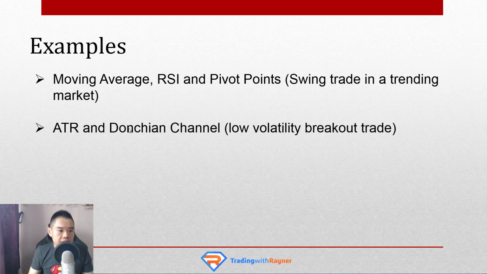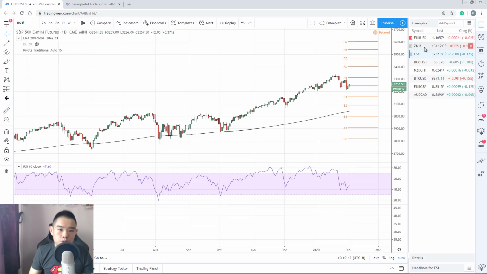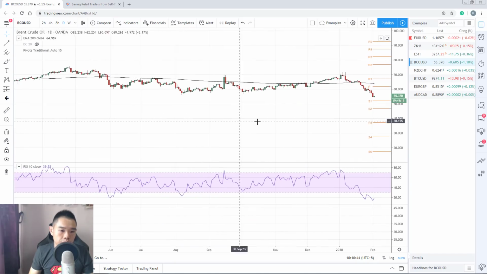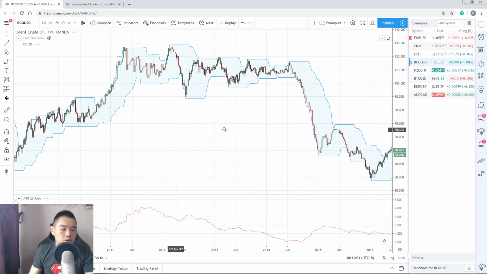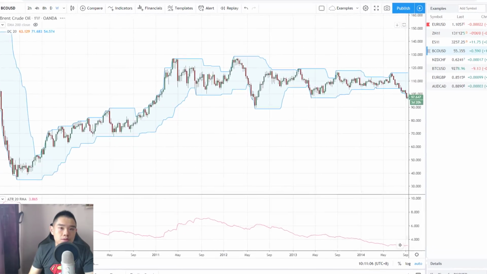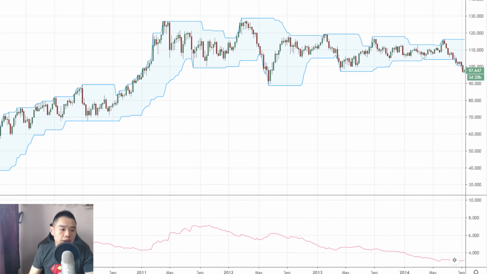Another example, ATR and Donchian channel. So let's say you're looking for a low volatility breakout trade. So what you can do is, again, let's say we look at Brent crude oil. Okay, I'll just remove all these indicators, remove this. So low volatility breakout. So what you want to do over here is, again, ATR indicator, it helps you identify volatility in the market. So you can see that right now, volatility is pretty darn low. It's near multi-year lows. Okay?